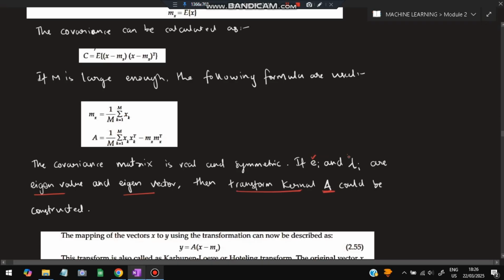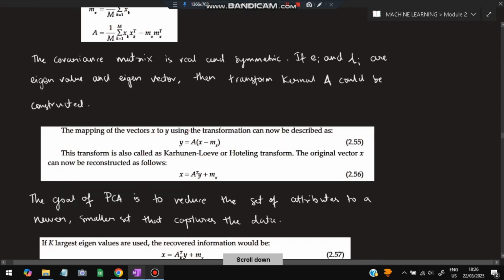Okay, we need these two values to find out the kernel, and how do we get these two values? If it is a larger value, we will be able to calculate it. Next, after finding all of this, we will be mapping the vectors y to x to y using the transformation described as follows. This transformation is also called the Karhunen-Loeve or Hotelling transformation, and this is the formula for that.